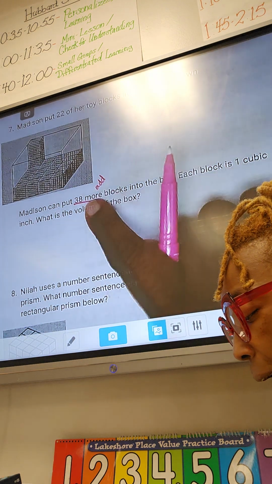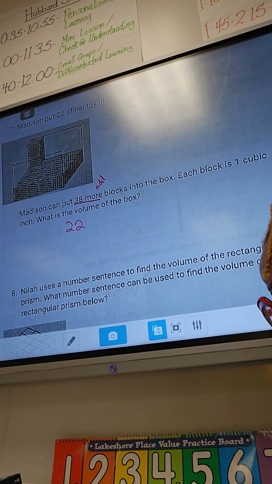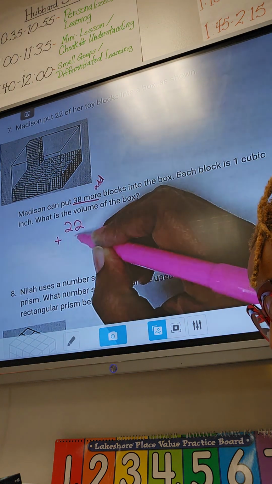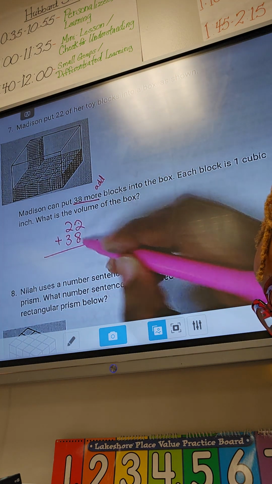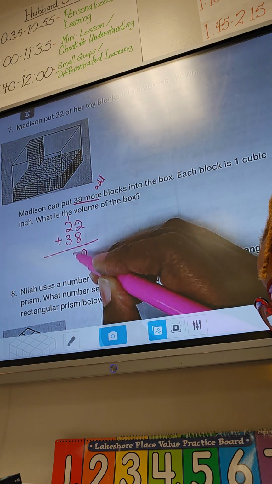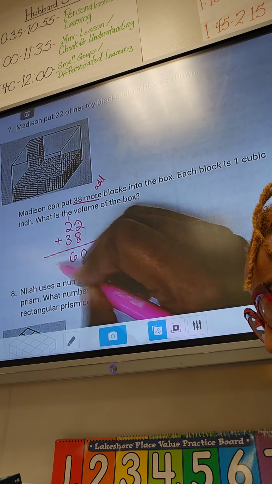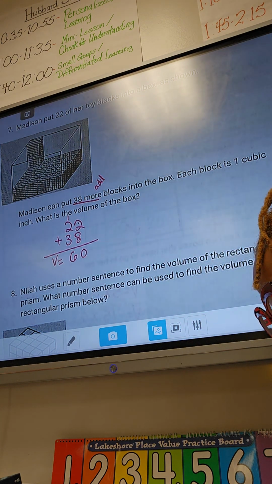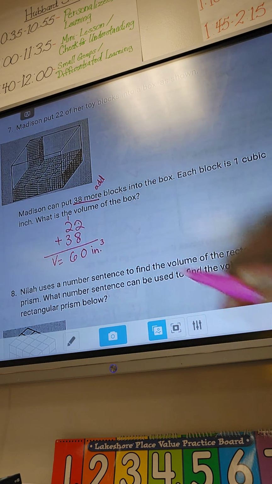All right, it means to add. So if I have 22 blocks already in and I add 38, I know 2 plus 8 is 10. Carry my 1. That is 60. So my volume equals 60 inches cubed.